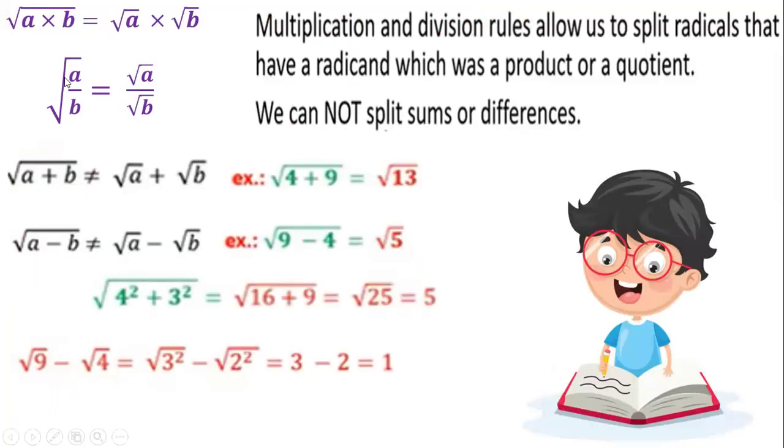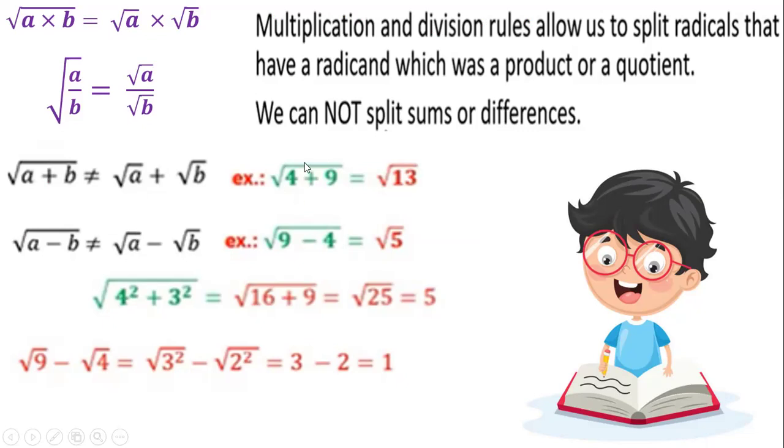Now, if you have radical A times B, we can split in the case of multiplication, each one inside a radical, and we can split the radical in case of division. But the splitting cannot be done in the case of addition and subtraction. So if we have radical A plus B, we cannot write it radical A plus radical B. We cannot split in case of addition and subtraction.